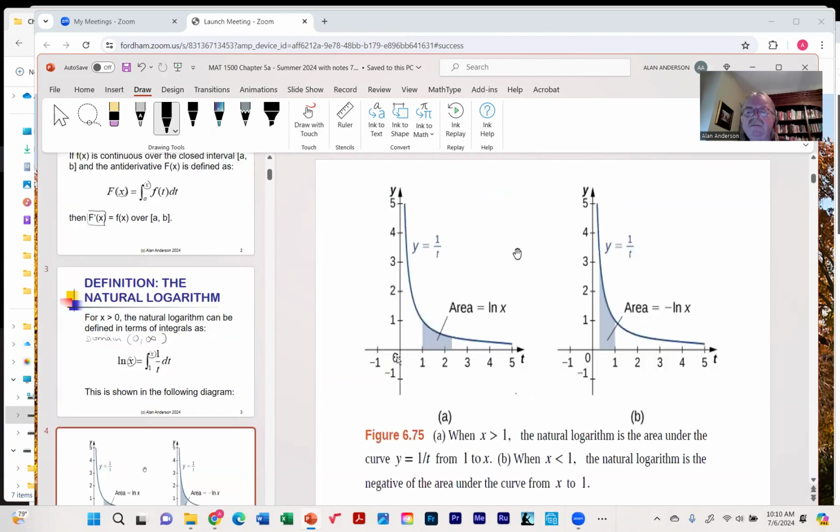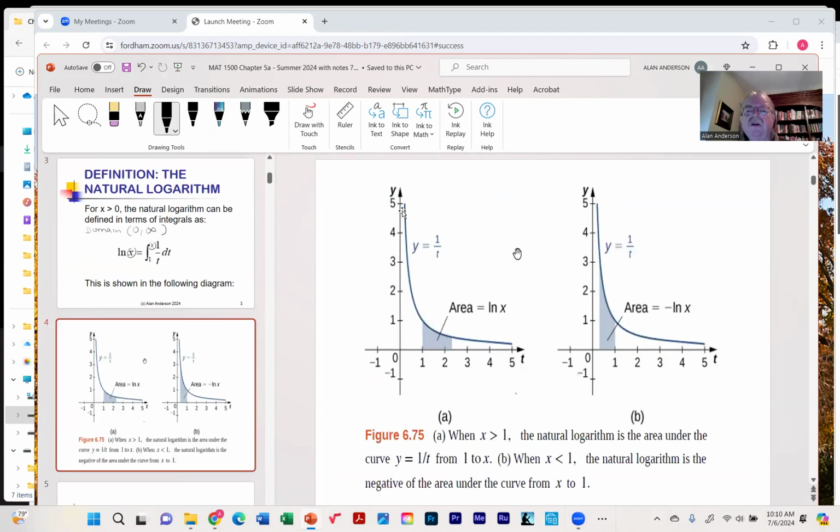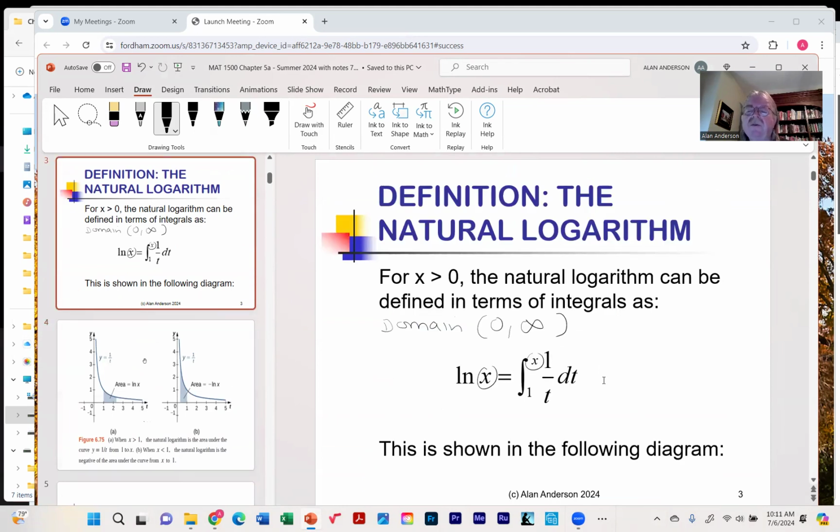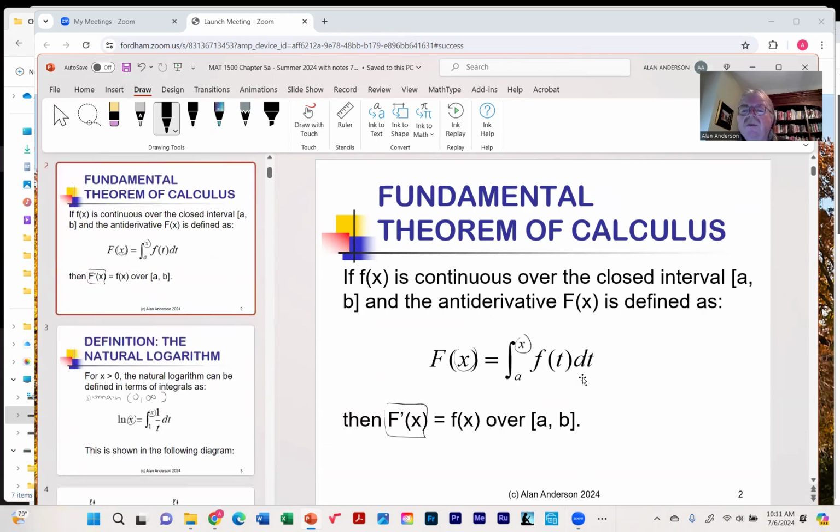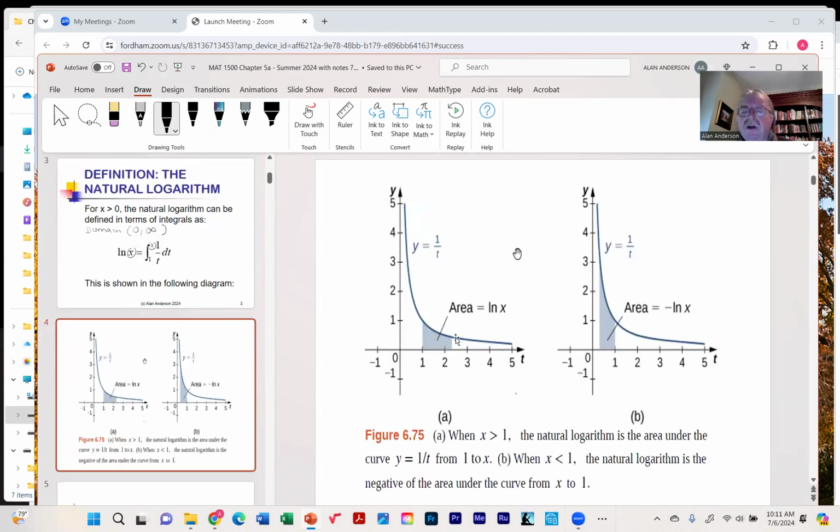So here's the diagram. Whatever x is, here's the curve, 1 over t. By the way, you notice that they're using t and x. The reason for doing that is to avoid confusing them with each other. So x is some variable, and t is this curve here. This is t plotted against y. And so x tells me how far to integrate. I'm going from 1 to x. So anyway, the natural log of x, whatever x happens to be, is equal to that shaded region under the curve between 1 and x.